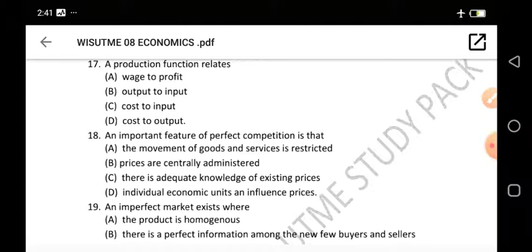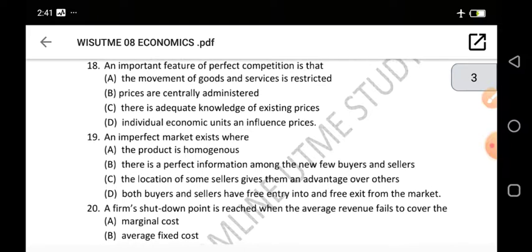Number 19. An imperfect market exists where? Number one, their products are identical in nature, which is wrong. Homogeneous, which is wrong. It is heterogeneous in nature. Your imperfect market's products are heterogeneous in nature.